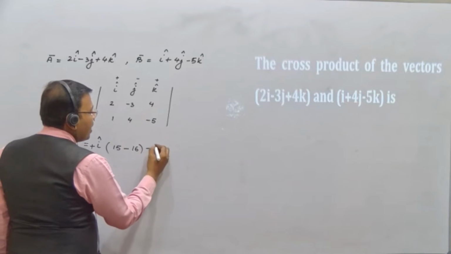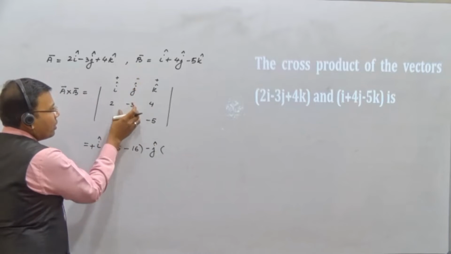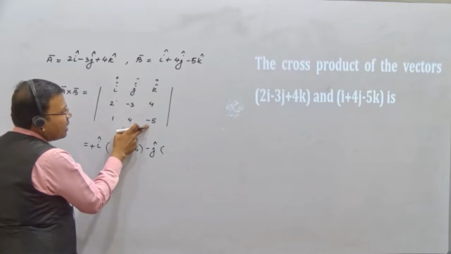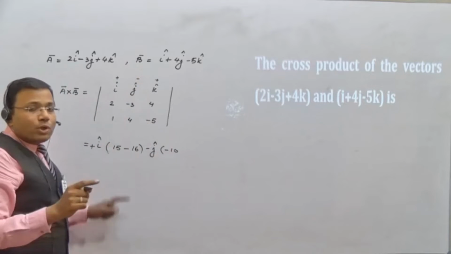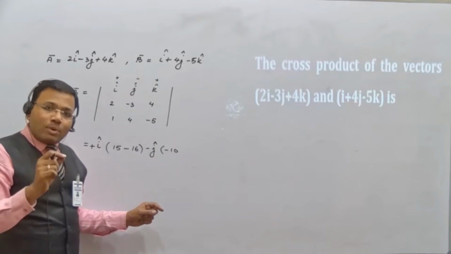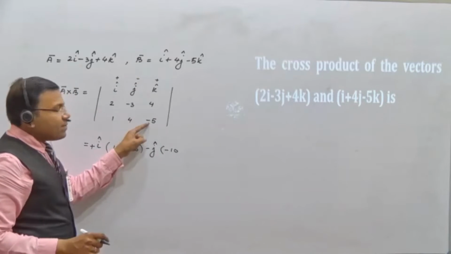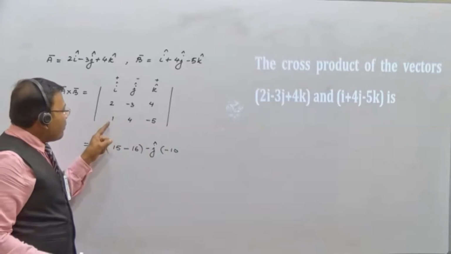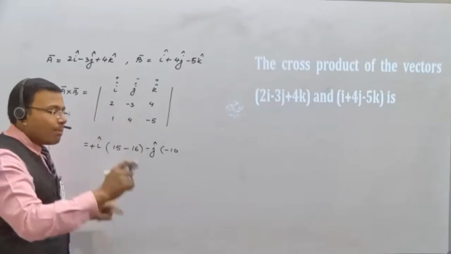Then we move with minus j. For j, you have to leave the column of j. Then 2 into minus 5 is minus 10. The same thing you have to write. I told you plus, but plus into minus will be minus only, right? So 2 into minus 5 is minus 10. When you are moving up, 1 into 4 is 4, but we are going up, right? So minus 4.